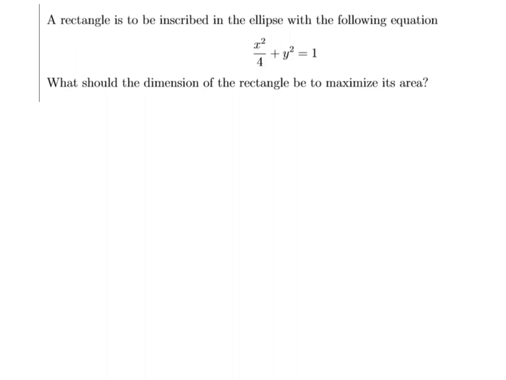Okay, our next example says that we have a rectangle to be inscribed in an ellipse, and the ellipse has the following equation: x squared divided by 4 plus y squared is equal to 1. What should the dimension of the rectangle be to maximize its area?